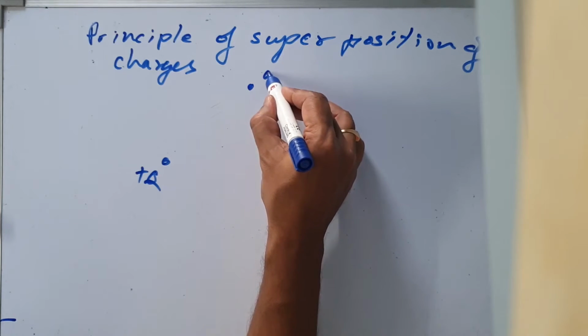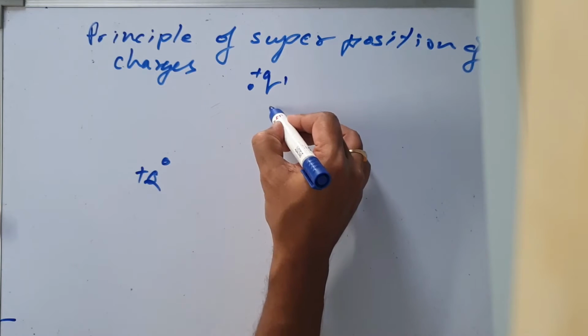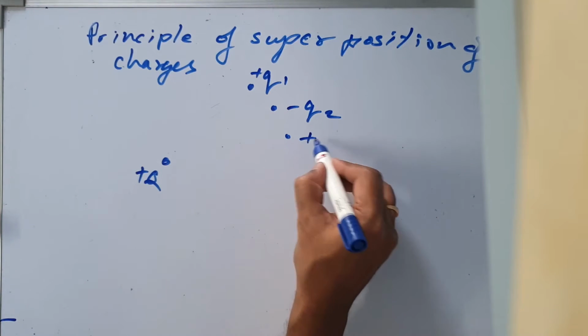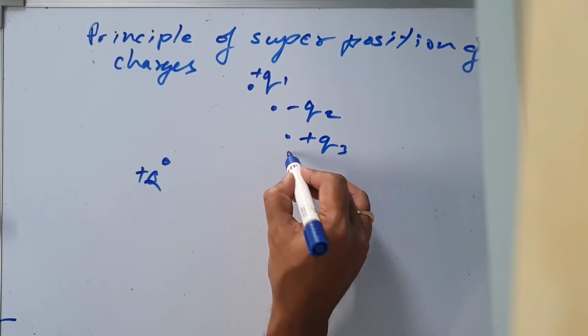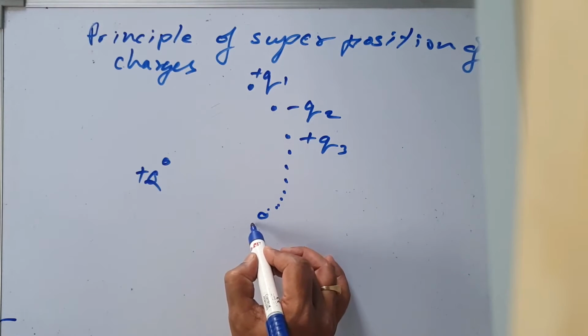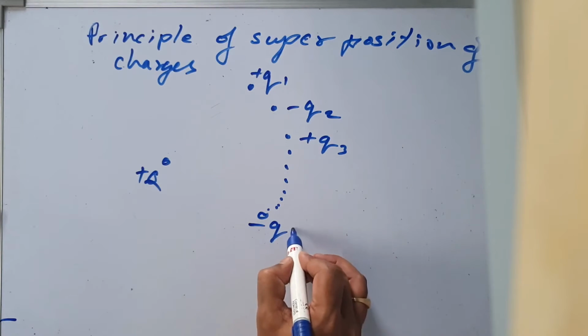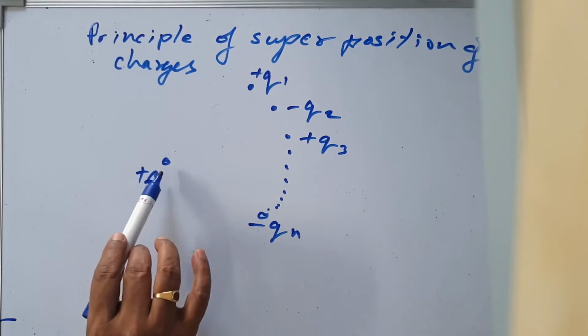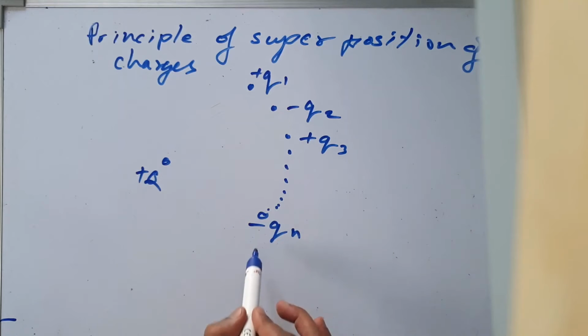Here is a charge plus q1, minus q2, plus q3, a number of charges, and here, let us say, minus qn. Here is a system of charges. Here's one charge and a number of charges q1 till qn. Some are positive, some are negative.